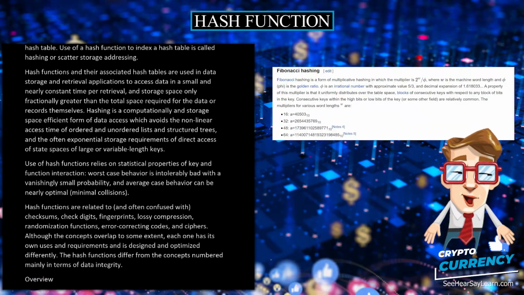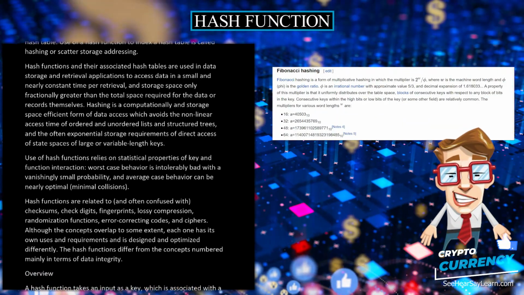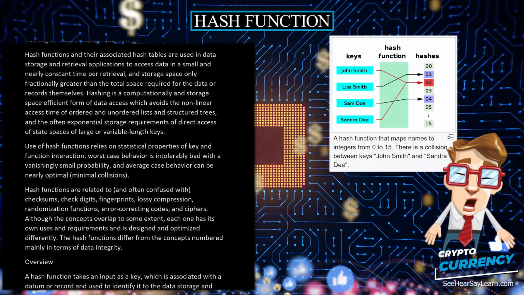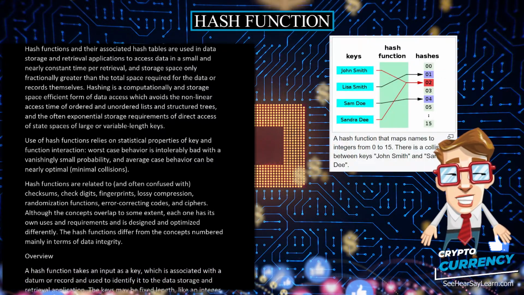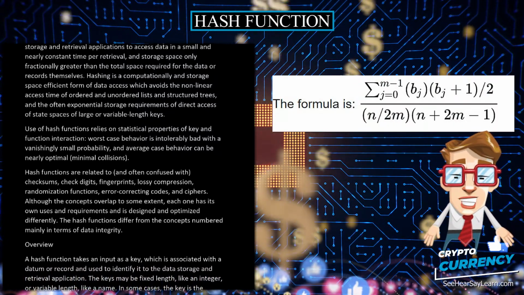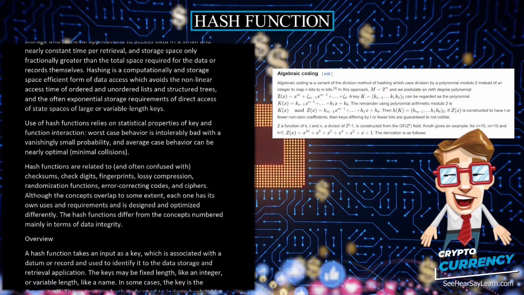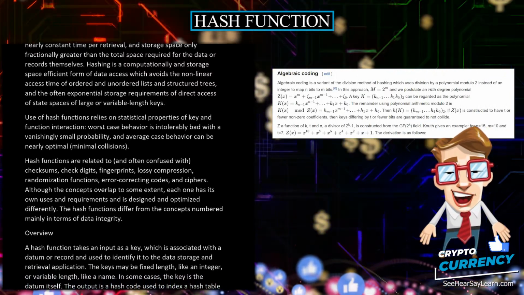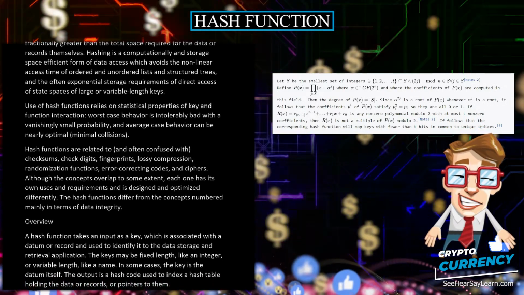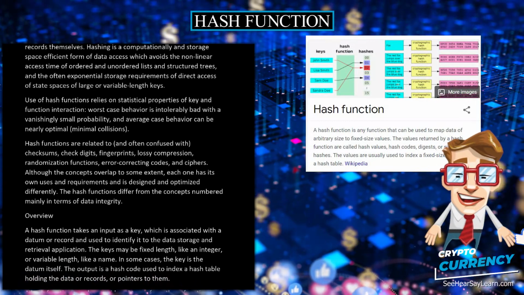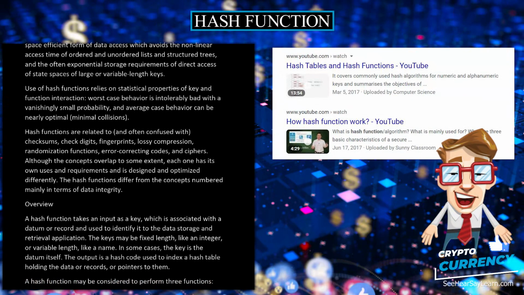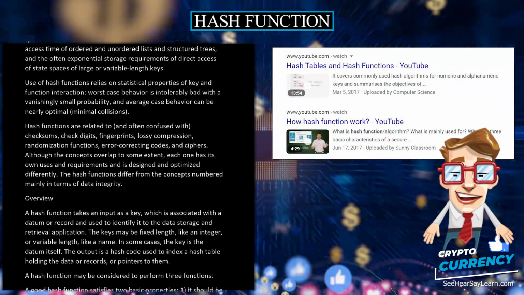Hash functions and their associated hash tables are used in data storage and retrieval applications to access data in a small and nearly constant time per retrieval, and storage space only fractionally greater than the total space required for the data or records themselves. Hashing is a computationally and storage space efficient form of data access which avoids the nonlinear access time of ordered and unordered lists and structured trees, and the often exponential storage requirements of direct access of state spaces of large or variable length keys.